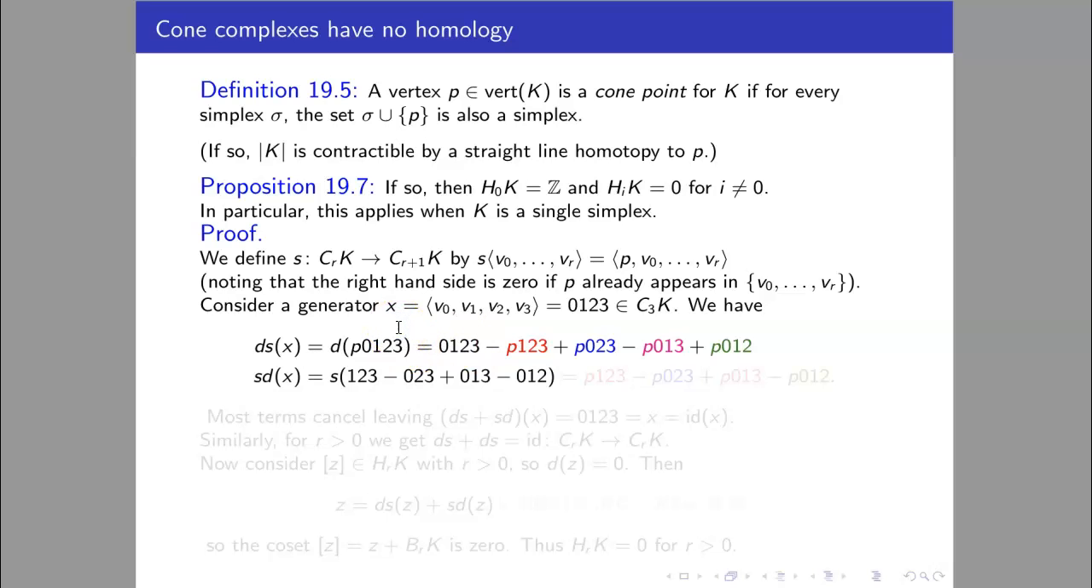But then we also need to consider s of dx. Remember, here was x, and so dx is this thing here that we get. In the first term we omit the 0, in the second term we omit the 1, here omitting the 2, here omitting the 3, with alternating signs as usual. And then we apply s to that, which just means we stuff in a p at the beginning.